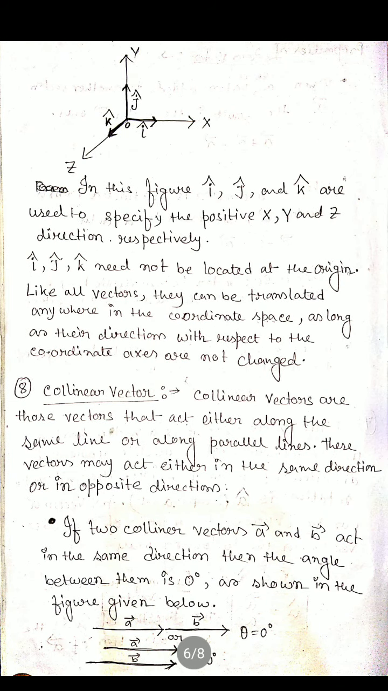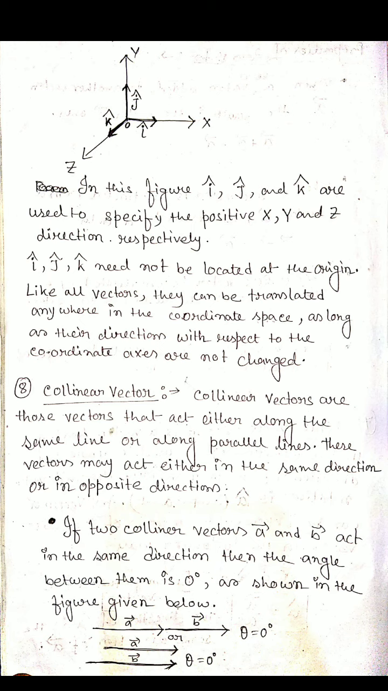Now if we talk about the coordinate system x, y and z, here also we use unit vectors. If these unit vectors are used in any problem, we can easily understand which is denoted x direction, y direction and z direction. For this purpose we use i along x, j along y, k along z. I hat, j hat and k hat are used to specify the positive x, y and z direction respectively.